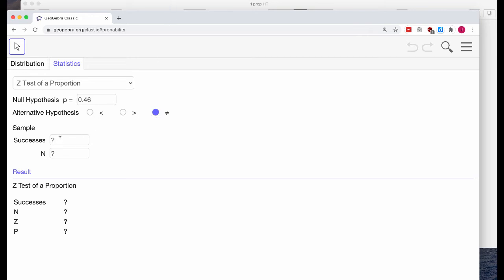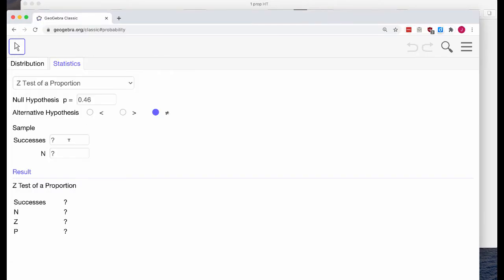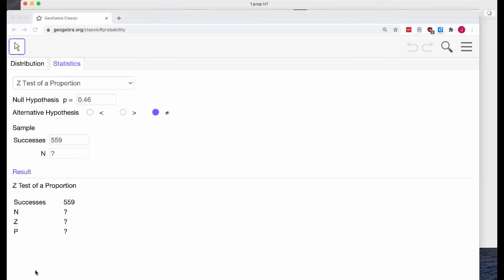Now we need to figure out the number of successes and the sample size. So we know that it says capital N, but really it means sample size. GeoGebra just uses a different symbol than us. So from our survey, we had 559 people who said yes to a certain question. And the sample size was 1,267.